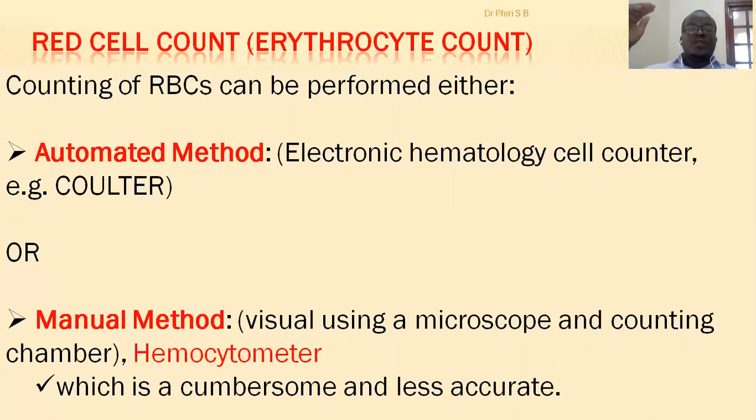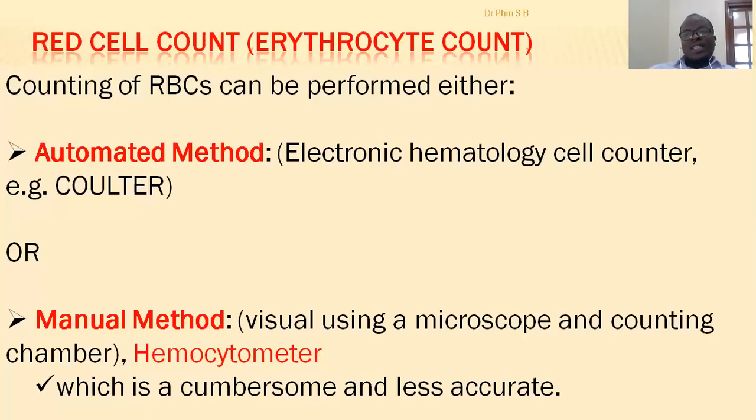So you have a differential diagnosis. Now you want to come up with a definitive diagnosis. You need to carry out certain tests. So red blood cell count is a blood test that you carry out to ascertain the number of red blood cells. And on top of that, it's also going to give you information or data that you can use to calculate blood indices.